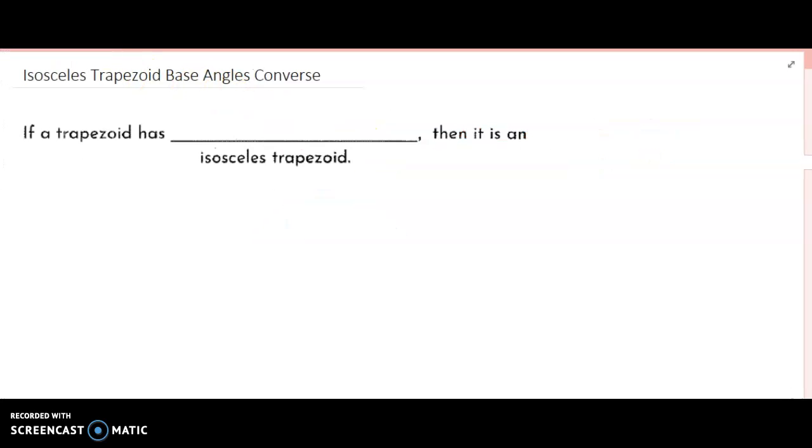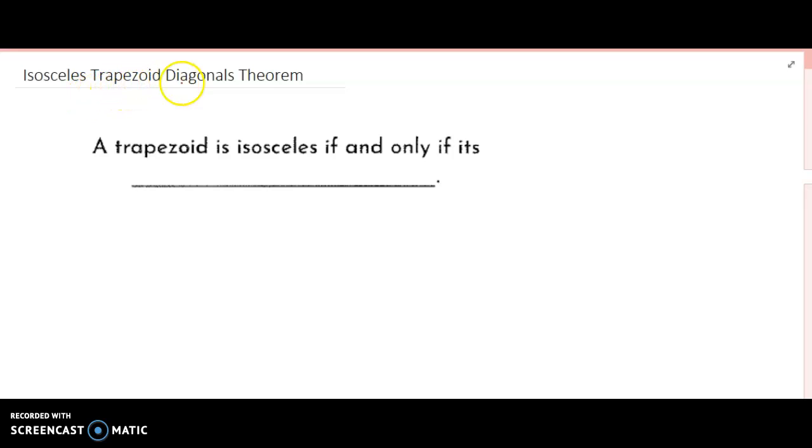Now the converse of that, remember a converse is when you flip the hypothesis and the conclusion. So the converse says if a trapezoid has congruent angles along the same base, then it's an isosceles trapezoid. All right, the isosceles trapezoid diagonals theorem tells us that a trapezoid is isosceles if and only if its diagonals are congruent.